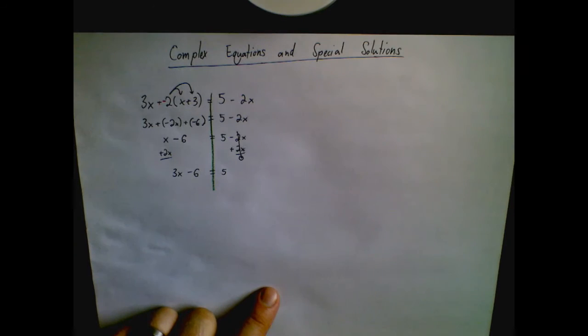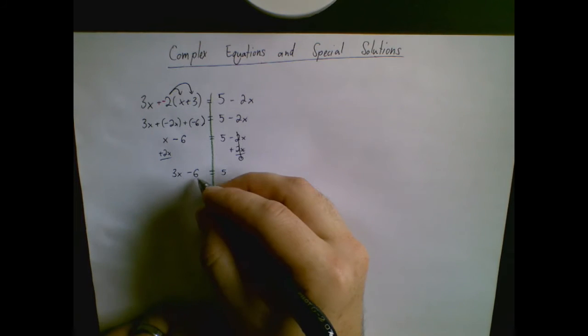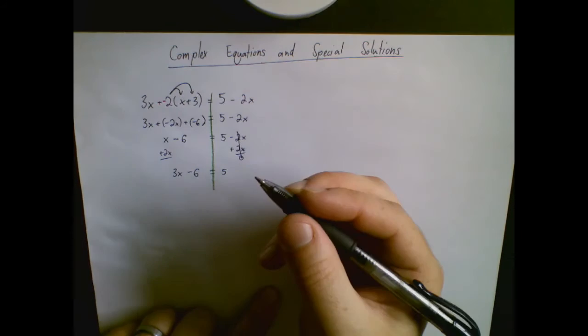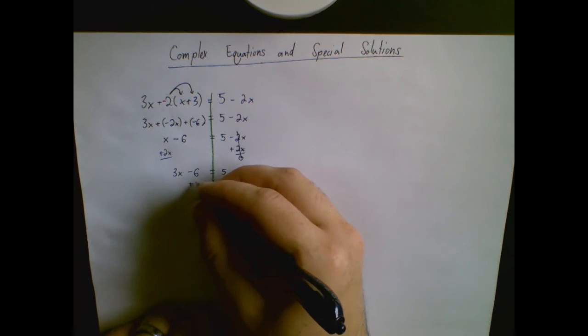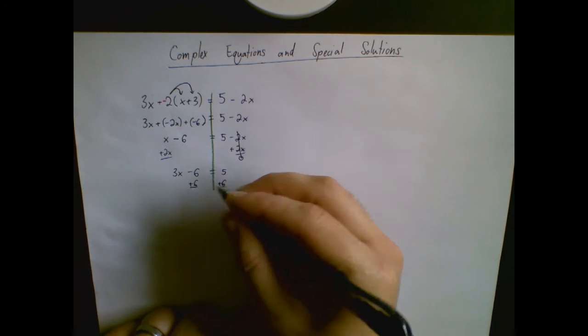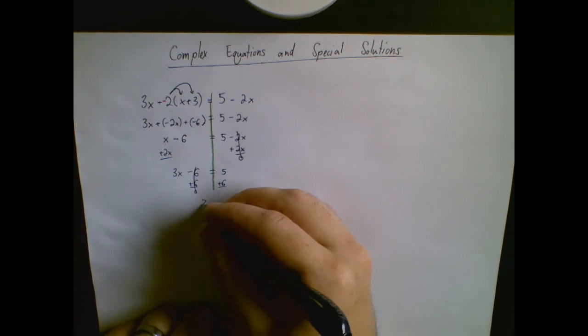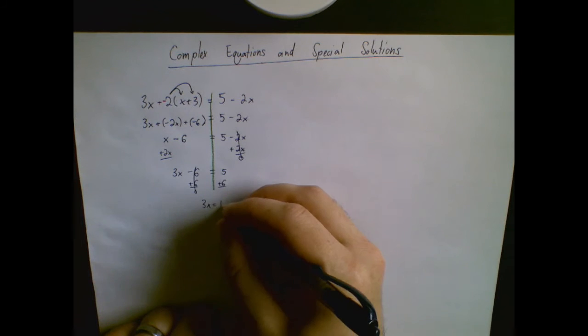Down there. Back to my normal equations. How do I get rid of subtracting 6? Opposite operation is addition, so I'm going to add 6 to both sides so that this turns into 0. 3x equals 11.